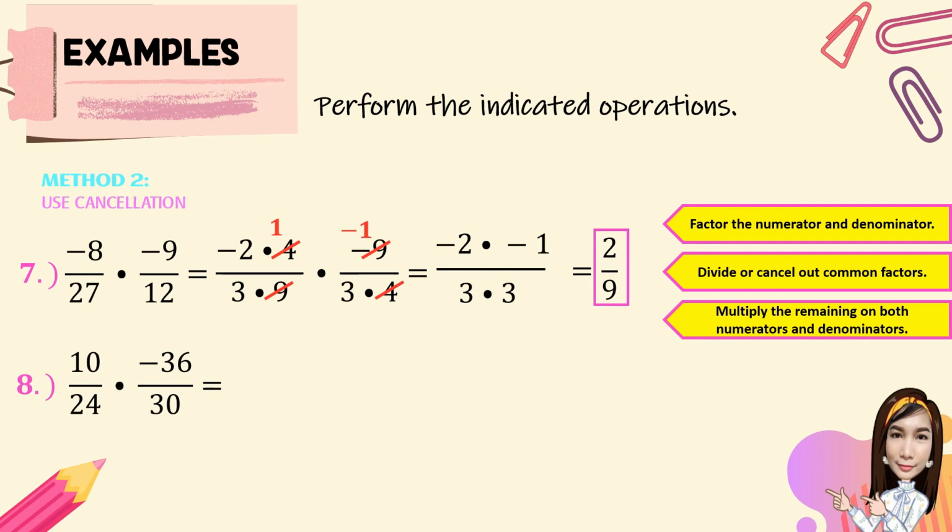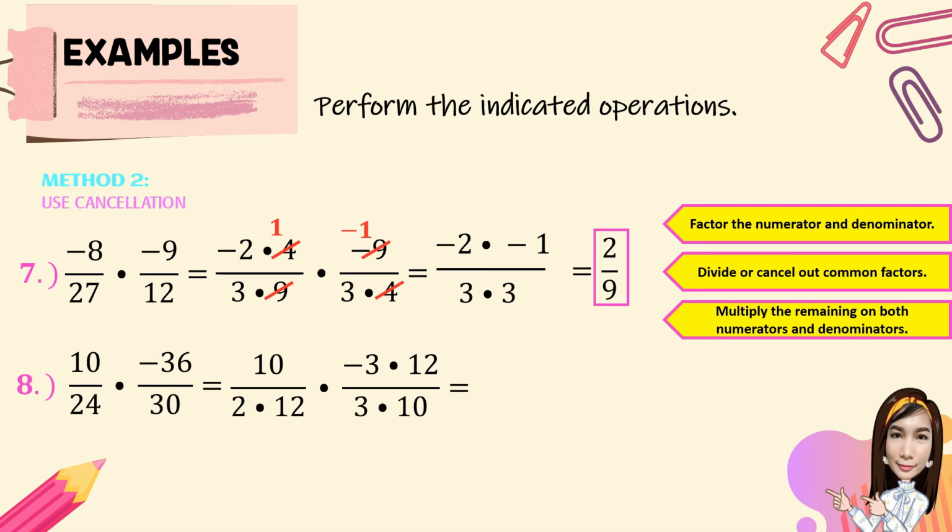For number 8, we have 10 over 24 times negative 36 over 30. So first, factor the numerator and denominator. So here, I'm going to factor the given having the greatest common factor. So we just copy 10 over 24 is equal to 2 times 12, times negative 36 is equal to negative 3 times 12, all over 30 is equal to 3 times 10.